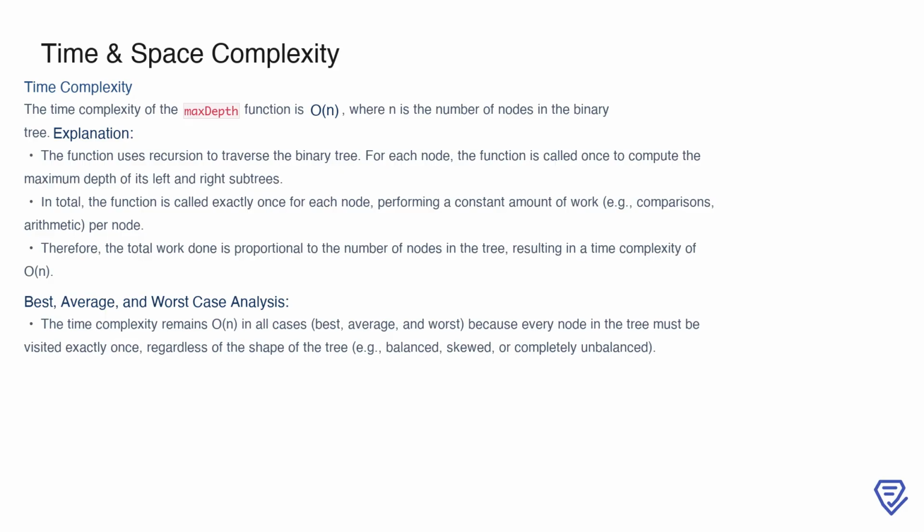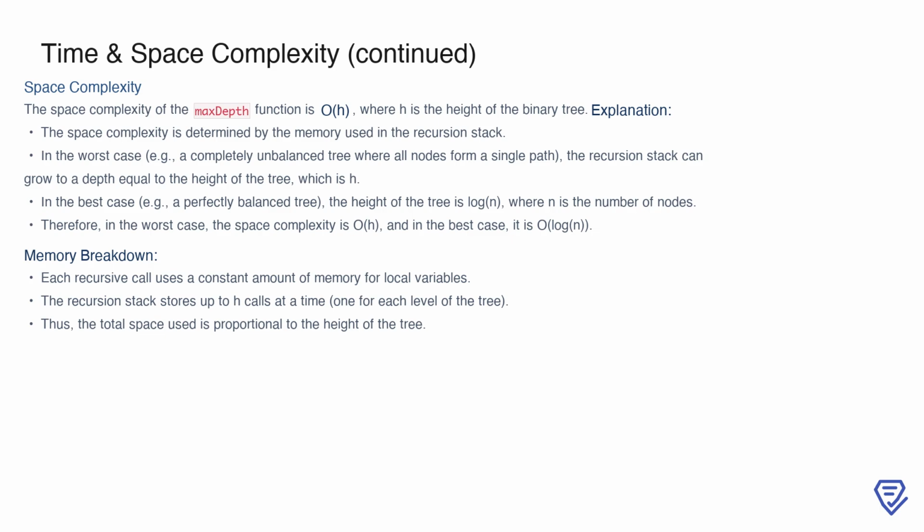This is true regardless of the tree structure, whether it's balanced, skewed, or completely unbalanced, since every node must still be visited. Therefore, the time complexity remains O(n) in the best, average, and worst cases. Now, the space complexity of the maxDepth function is O(h), where h represents the height of the binary tree. This is because the function utilizes the recursion stack to keep track of active function calls. In the worst-case scenario, such as a completely unbalanced tree where all nodes form a single path, the recursion stack grows to the height of the tree, which is h.